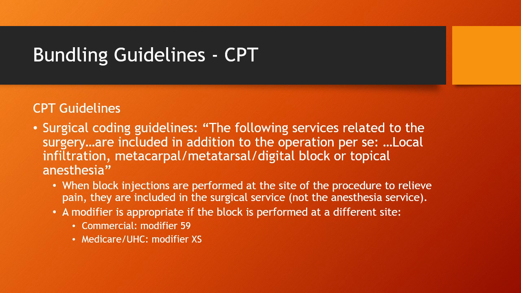A modifier is appropriate if the block is performed at a different site. So for commercial plans, you're going to use modifier 59, or for Medicare and United Healthcare, you're going to use modifier XS. Some of your other commercial plans may be starting to pick up the X modifiers instead of 59, so you will want to ask your plans that you're working with if you're not sure which modifiers they expect. Do they want to see still the 59, or do they want the XS instead?